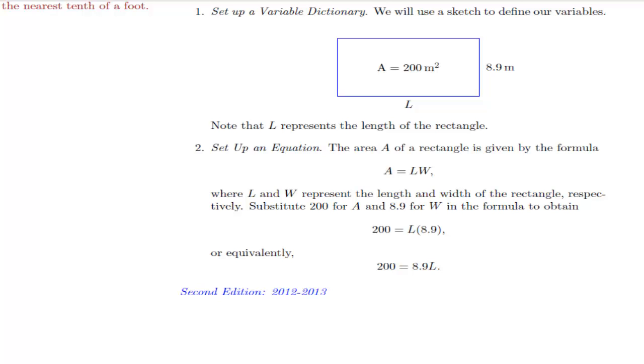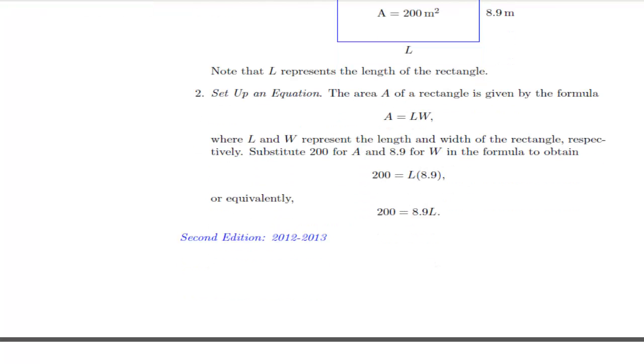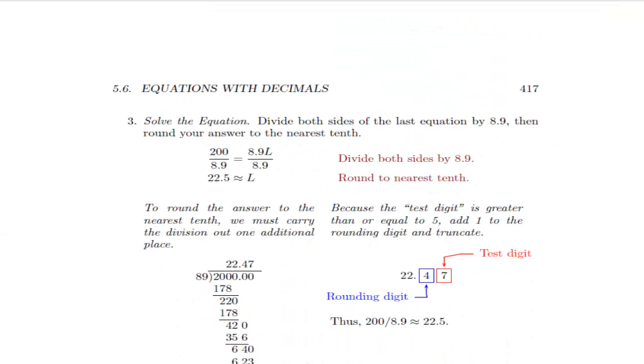Substitute 200 for A and 8.9 for W in the formula to obtain 200 equals L times 8.9, or equivalently, 200 equals 8.9 times L. 3. Solve the equation. Divide both sides of the last equation by 8.9, then round your answer to the nearest tenth. So on the left, 200 divided by 8.9 is approximately 22.5, and on the right, 8.9 times L divided by 8.9 is L. So L approximately equals 22.5.